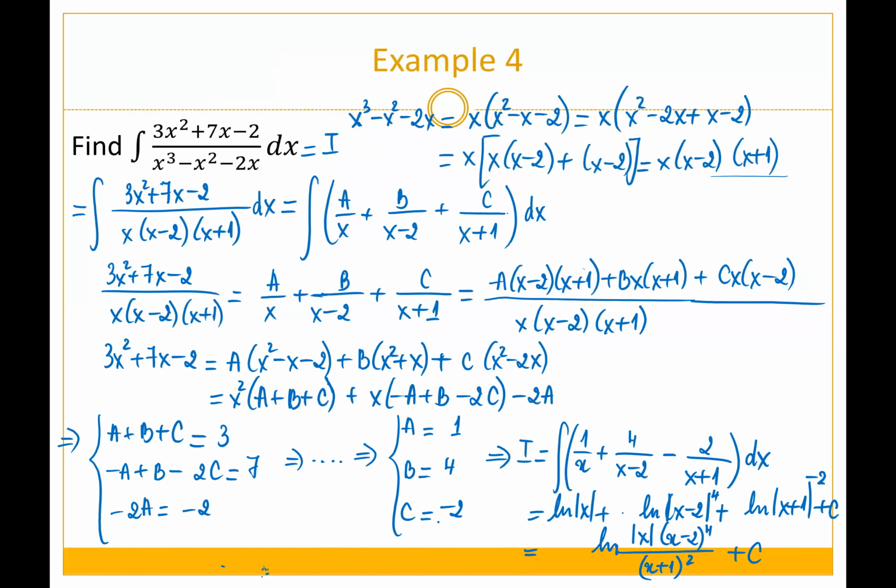So here you have the addition of many logs together. Using the property of log, you can put it all into one product. And here you have absolute value of x multiplied by x minus 2 to the 4th. And in the denominator, it's going to be x plus 1 squared because it's a negative power. So before I jump to 7.5, any problems here? So if it's no problem, I'll go to 7.5.